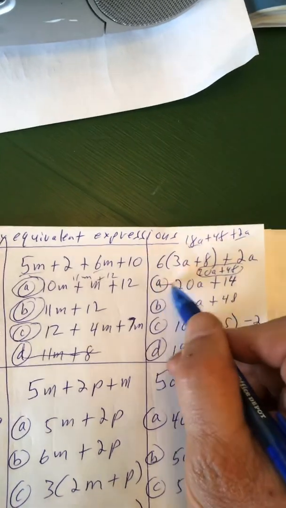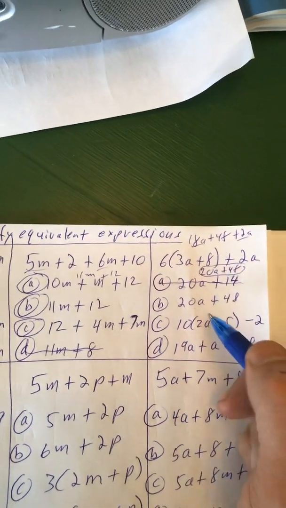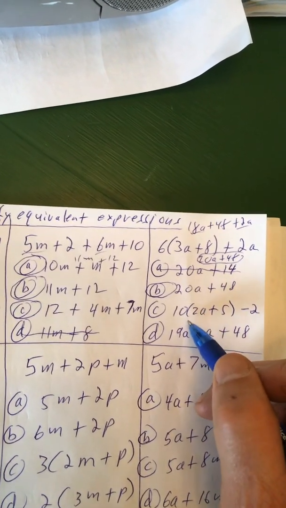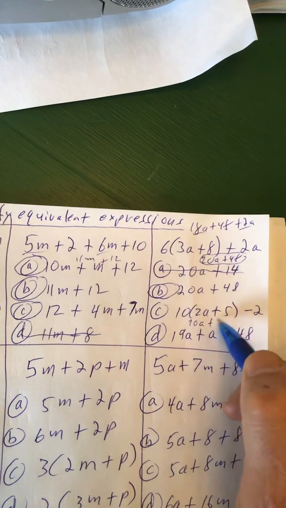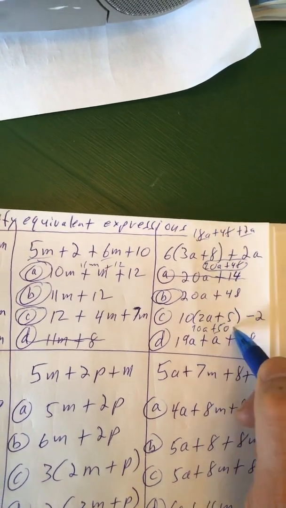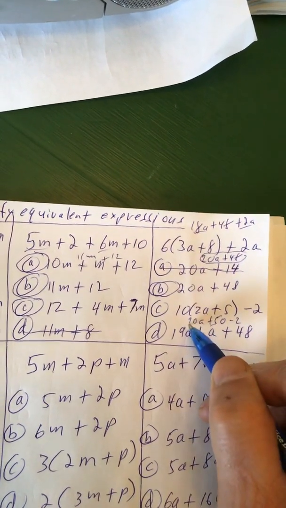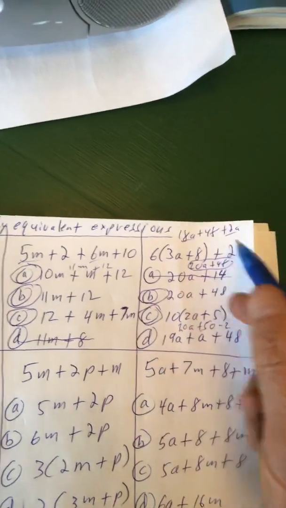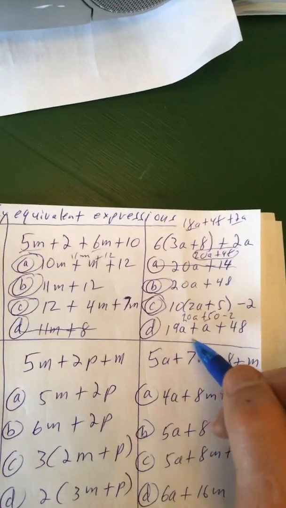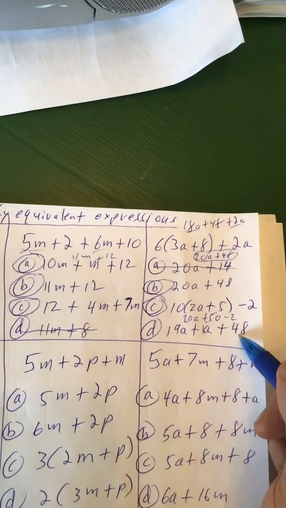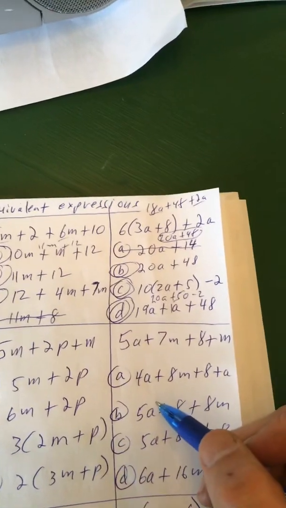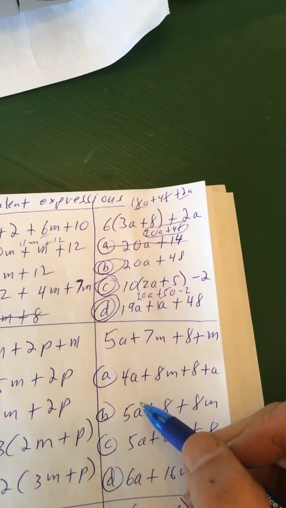Well, this one's a loser, because that's 20a plus 14. This one's 20a plus 48, that's a winner. If I distribute, I get 20a plus 50 minus 2, and 50 minus 2 is 48, so that's going to be a winner. And 19a plus 1a is 20a plus 48, and that's a winner. So anyways, A was the only one that wasn't equivalent.